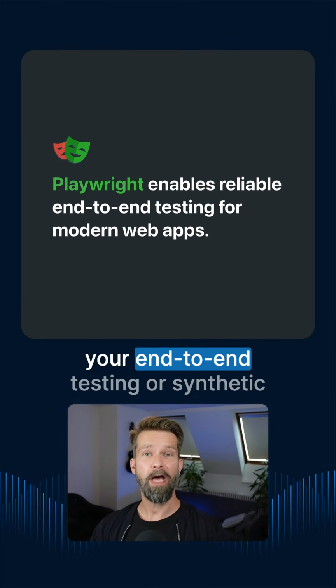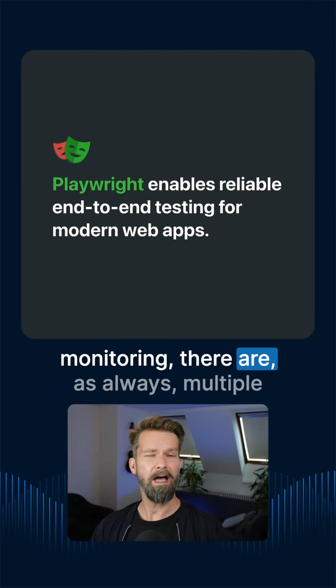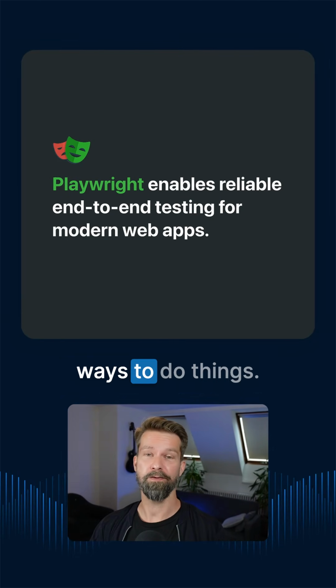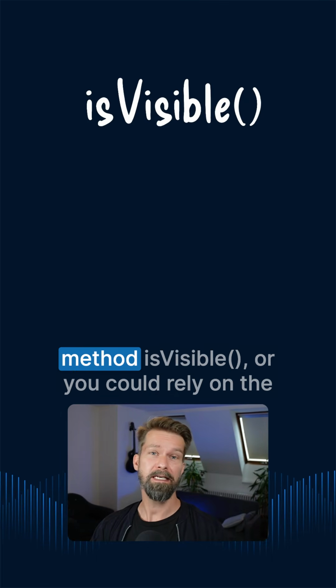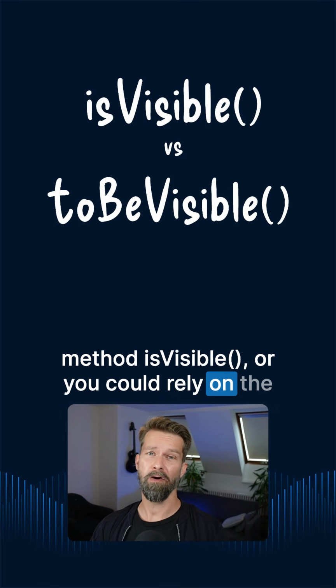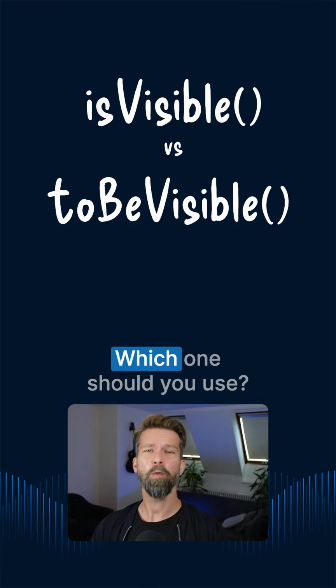When you use Playwright for your end-to-end testing or synthetic monitoring, there are, as always, multiple ways to do things. For example, if you want to check if an element is visible, you could use the method isVisible, or you could rely on the toBe assertion. Which one should you use?